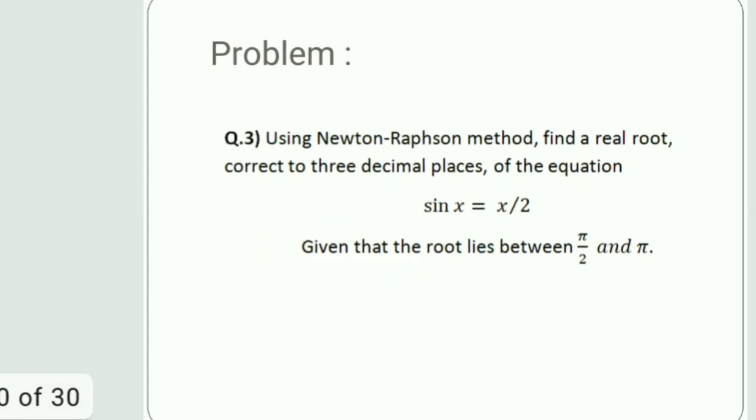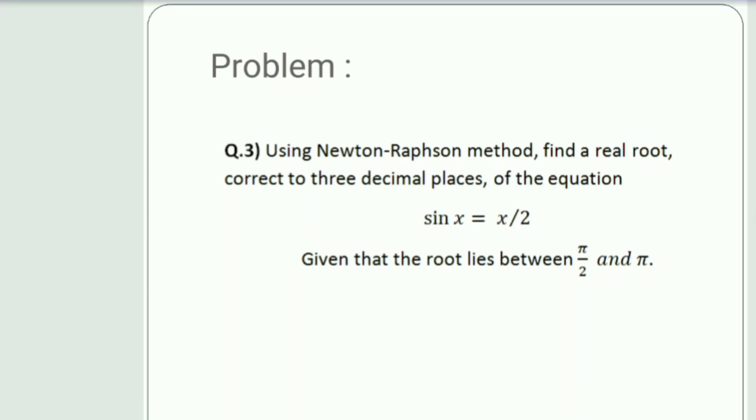Hello friends, so today we will discuss a numerical problem based on the Newton-Raphson method. Here we have our first problem. Using Newton-Raphson method, find a real root correct to 3 decimal places of the equation sin x = x/2, given that the root lies between π/2 and π.